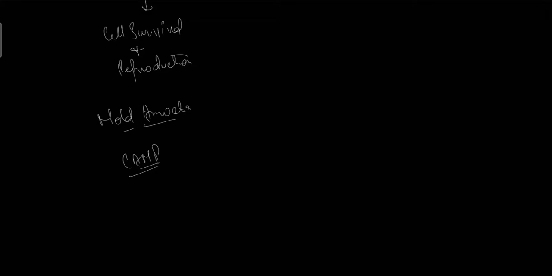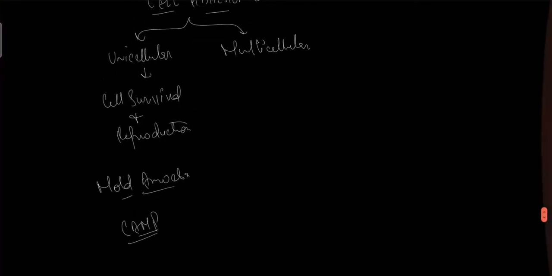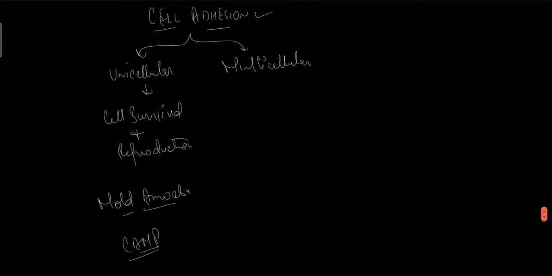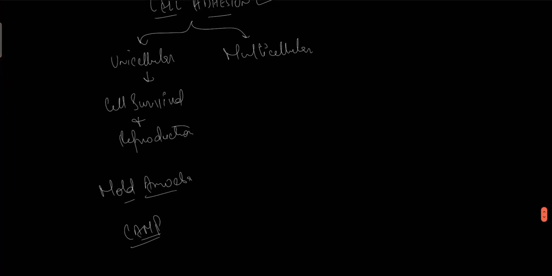After they stick together, they secrete another cell surface substance, a glycoprotein, and with the help of that, the stickiness is strengthened further. So the basic purpose of cell adhesion in unicellular organisms is to fight adverse conditions, for cell survival and for reproduction. And with the example of mold amoeba, you can continue your answer.